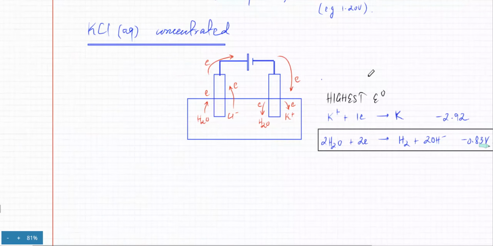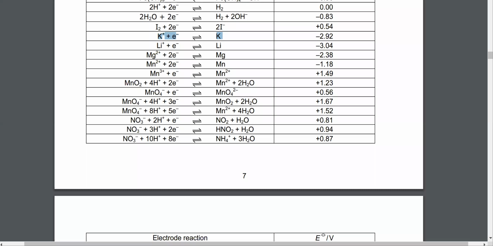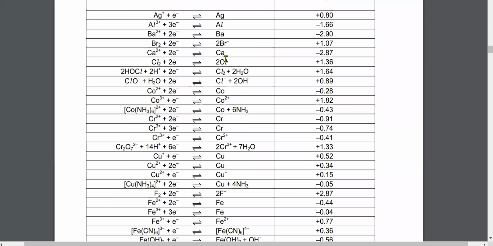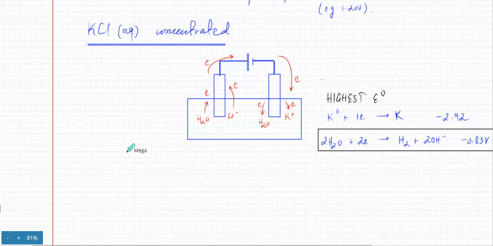But on the other side, who loses electrons? The equations must be found in the backward direction. So for chlorine, it's going to be this one in the backward direction. 2Cl minus 1 losing electrons to form Cl2, and the value is 1.36 volts.